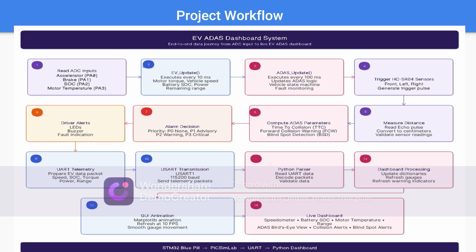Then UART telemetry prepares EV data packets with speed, SOC, torque, power and range. UART transmission at 115200 baud sends telemetry packets. The Python parser reads UART data, decodes packets and validates data. Dashboard processing updates dictionaries, refreshes gauges, refreshes warning indicators, and GUI animation. Matplotlib animation refreshes at 10 fps for smooth gauge movement.